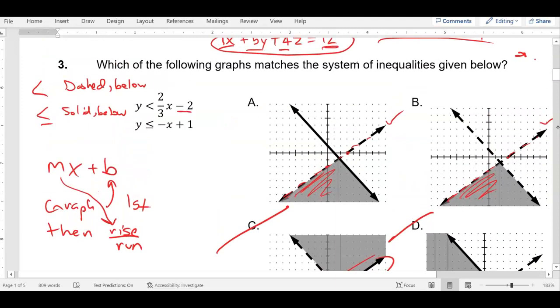Now the other one, -x plus 1, it hits through 1, it goes down 1 over 1, so that's good. So it needs to be a solid line, and I can already see letter B, that is not a solid line. Shaded below, solid line, shaded below. A is perfect, okay? So make sure you look at these inequalities and you know less than is below, greater than is above, and then underlined is solid, not underlined is dashed.